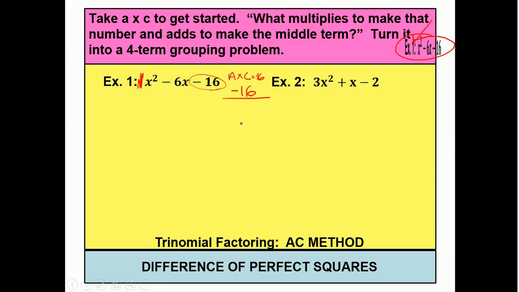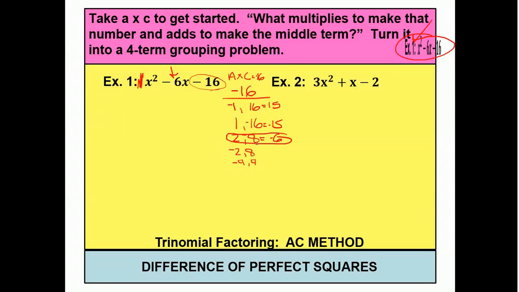Now in my head I need to come up with all the possibilities of 16 that multiply to give me that. So I know 1 and negative 16 does, or negative 1 and positive 16. I know 2 and negative 8. I know negative 2 and 8. I know a negative 4 and a positive 4, right? Now I need to see which one of these add to get me my negative 6. So this adds to give me 15. This is negative 15. Negative 6. This one gives me negative 6. Exactly what I was looking for.